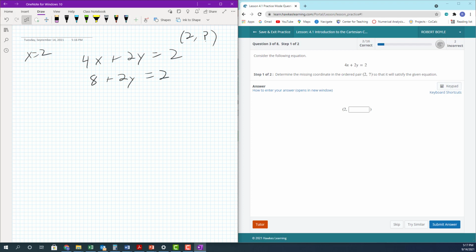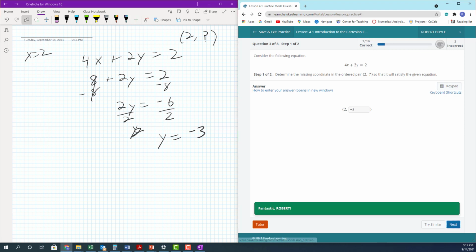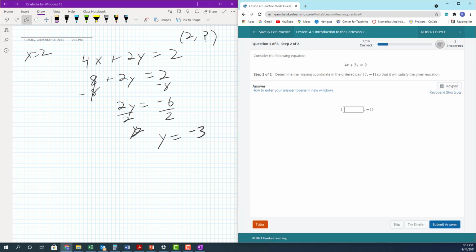I can subtract 8 from both sides. -8, -8. These cancel. I will have 2y is equal to -6. And then divide both sides by 2, and I will have that y is equal to -3. So this answer should be -3. So that is pretty much, yay! And that's pretty much how you would do that one.